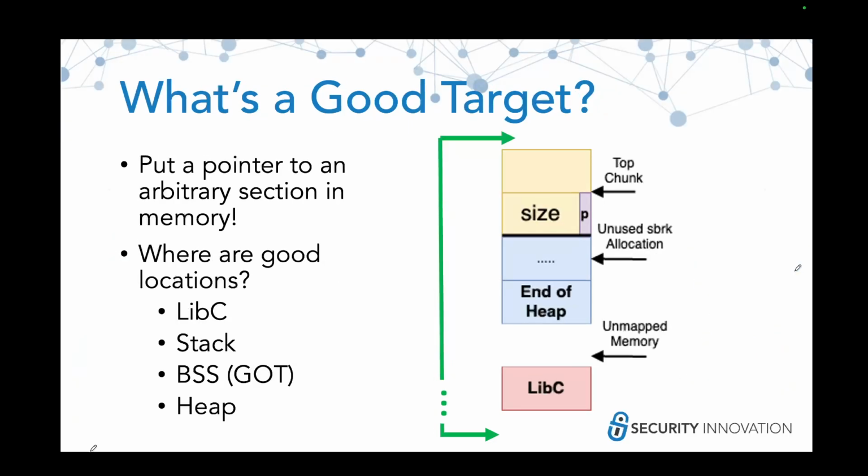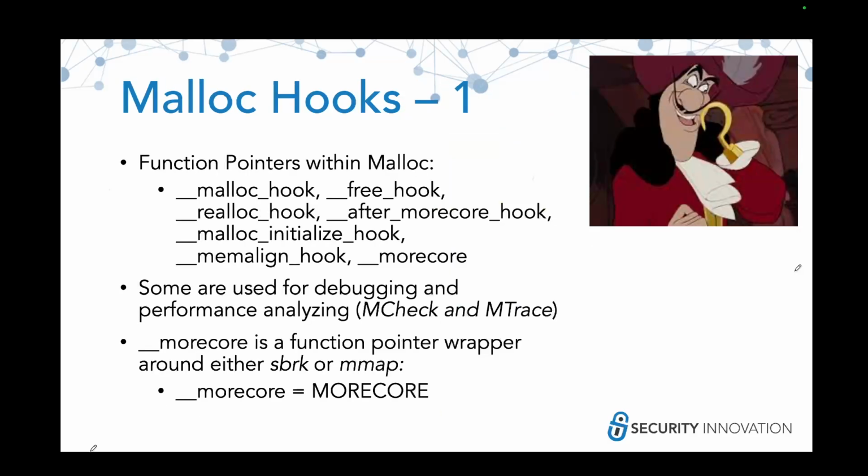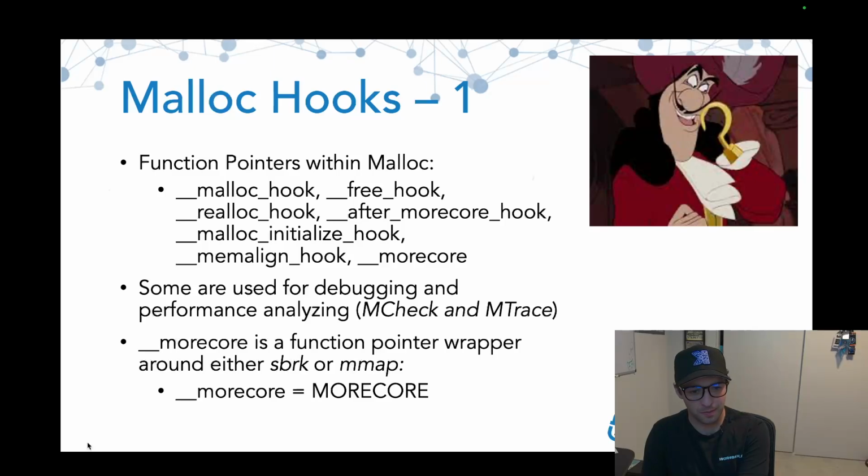So what actually makes a good target? Of course, anything with function pointers is always good. So libc has some interesting function pointers. The stack has return addresses. The GOT entry. There may be a function pointer on the heap. You can even wrap all the way around to the heap completely, which is pretty crazy. But our target for this is going to be the malloc hooks.